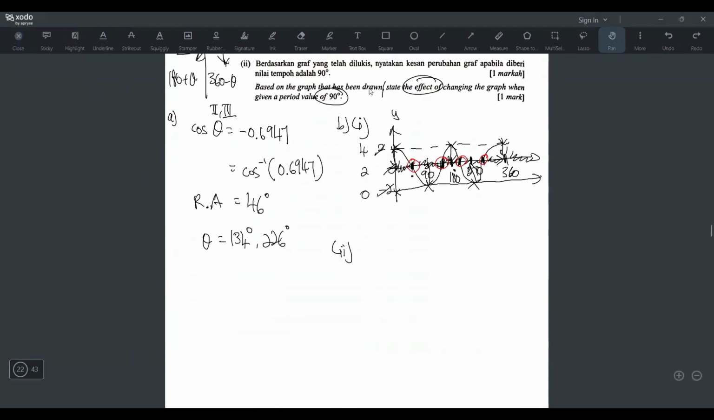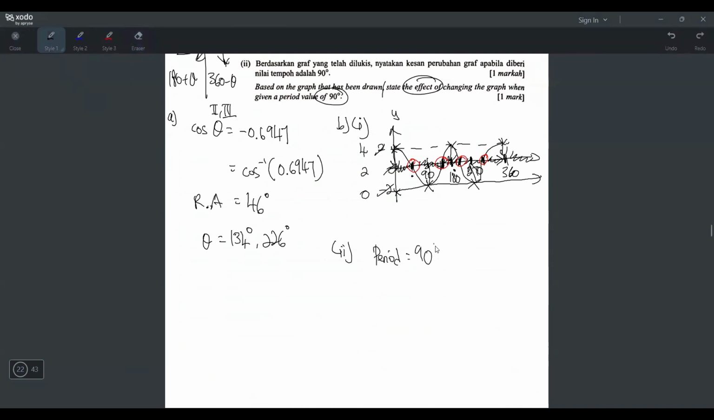They said based on the graph that has been drawn, state the effect of changing when given period 90. It means if they say period 90, what? Let's use black color now. I told you the period formula, right? So if the period is 90, 360 over B equals 90, right? It means you can find your B now. So what is your B? 360 divided by 90, which is 4.